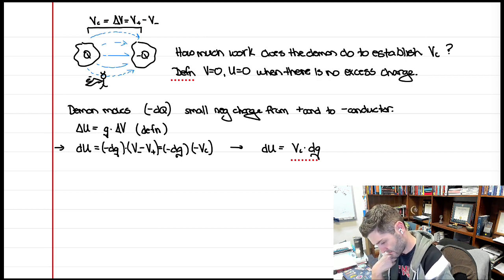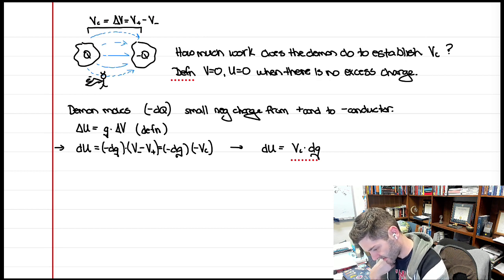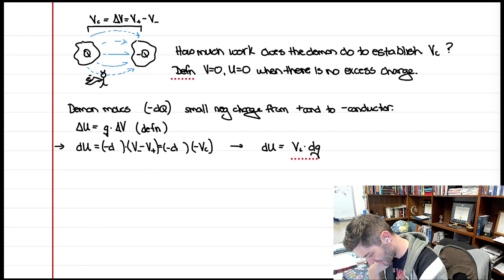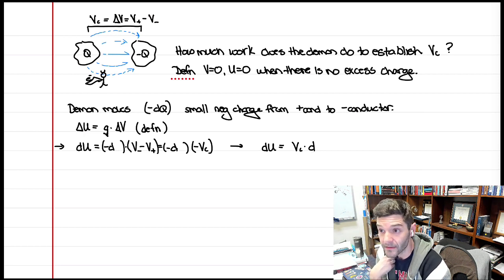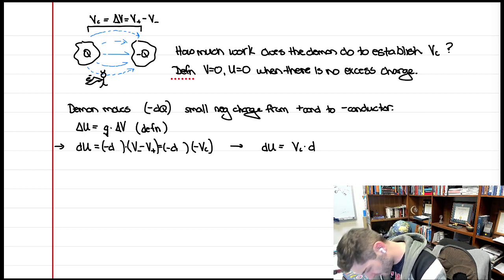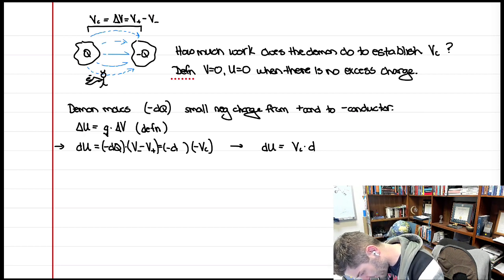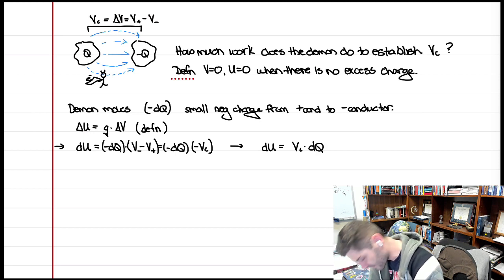I realize I'm not being very good at being consistent, because suddenly I've gone to lowercase q. This is what you get when you record at 9:22 p.m. So let's call this big dQ.